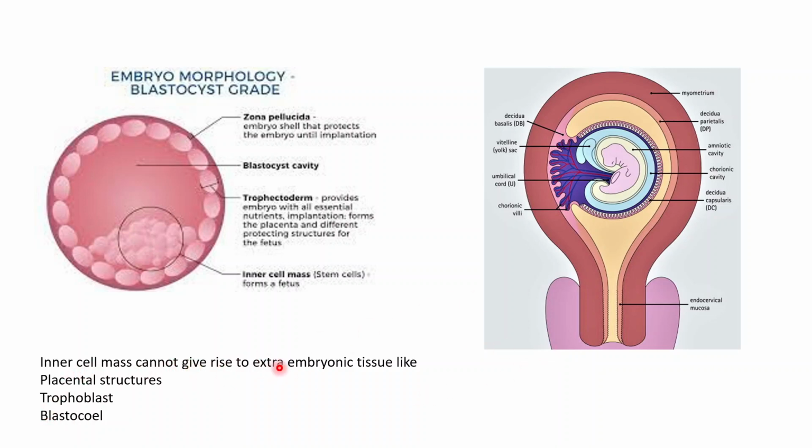So inner cell mass cannot give rise to extra-embryonic tissue like placental structures. All the structures with placenta or the trophoblast and the blastocoel. The blastocoel is the cavity, so the inner cell mass will not give rise to the cavity. Also the trophectoderm or the trophoblast will not be formed by the ICM and the placental structures. So Ajay was absolutely correct, and I hope other students who are watching this video will be able to figure it out.